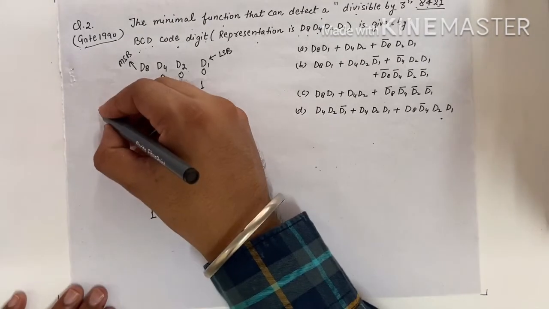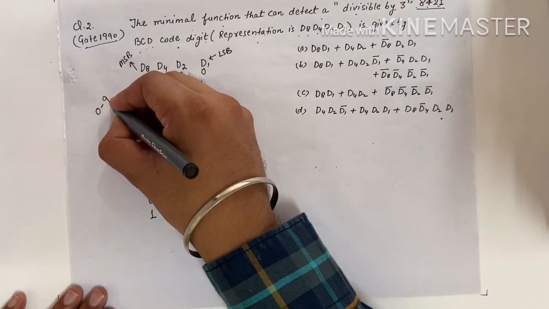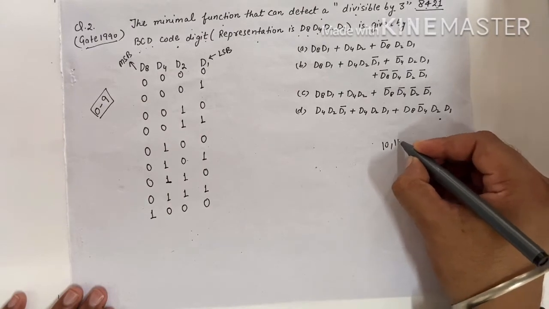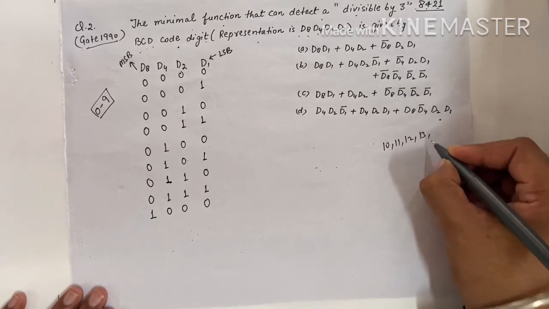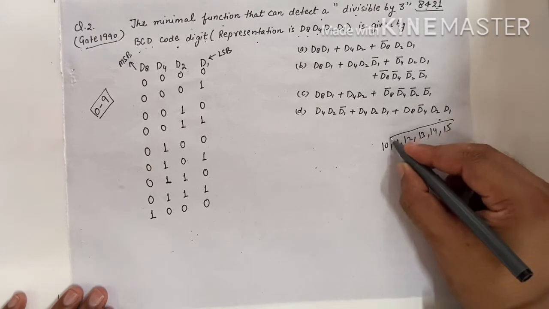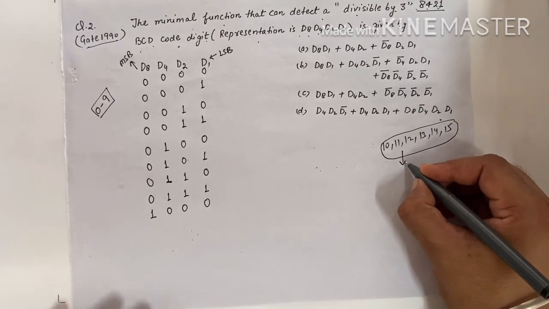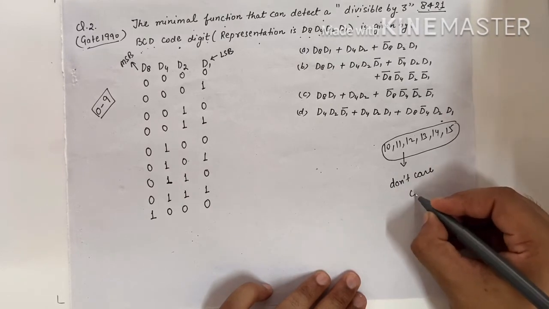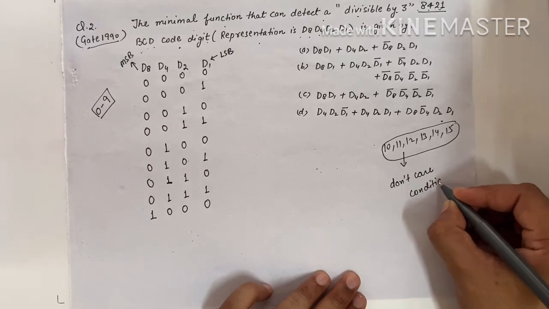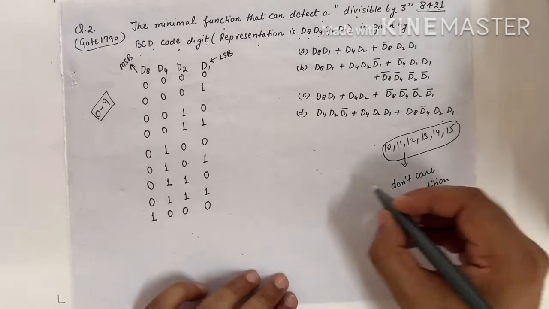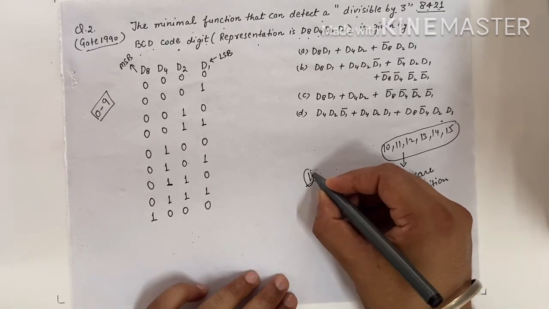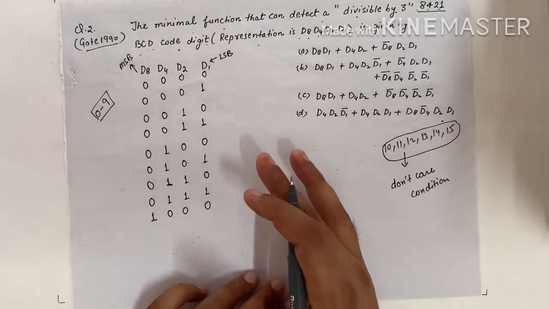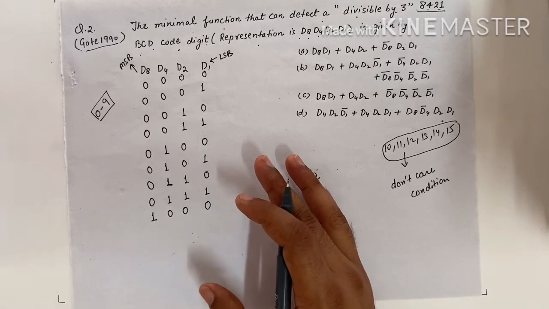You have to remember in BCD we only write the numbers 0 to 9. After 9, the numbers 10, 11, 12, 13, 14 and 15 are the don't care conditions. We do not represent them in the BCD code. Suppose if we write the number 10, then we have to represent 1 separately and 0 separately in BCD code. Okay, we have discussed this in the previous video. You can see the previous video.